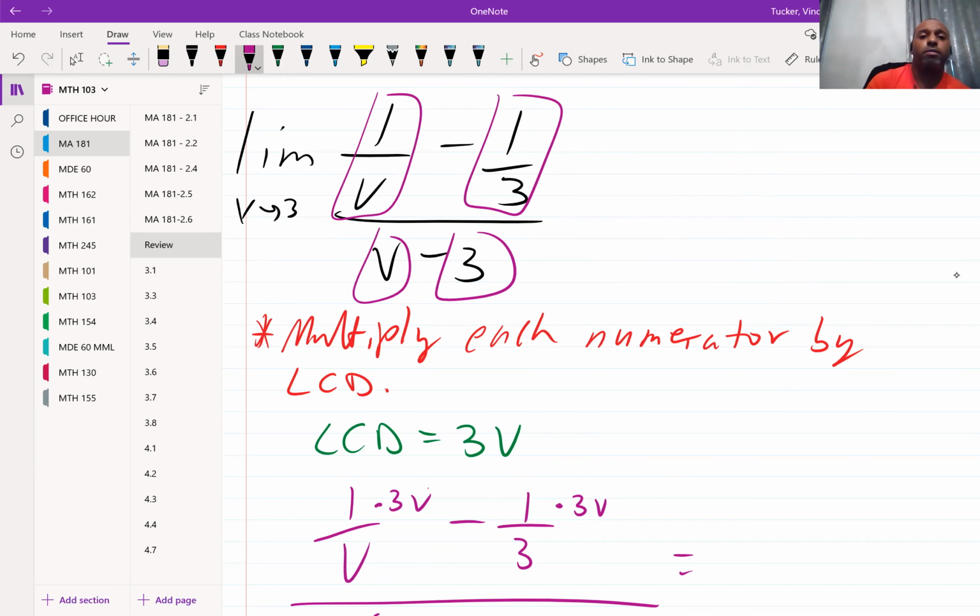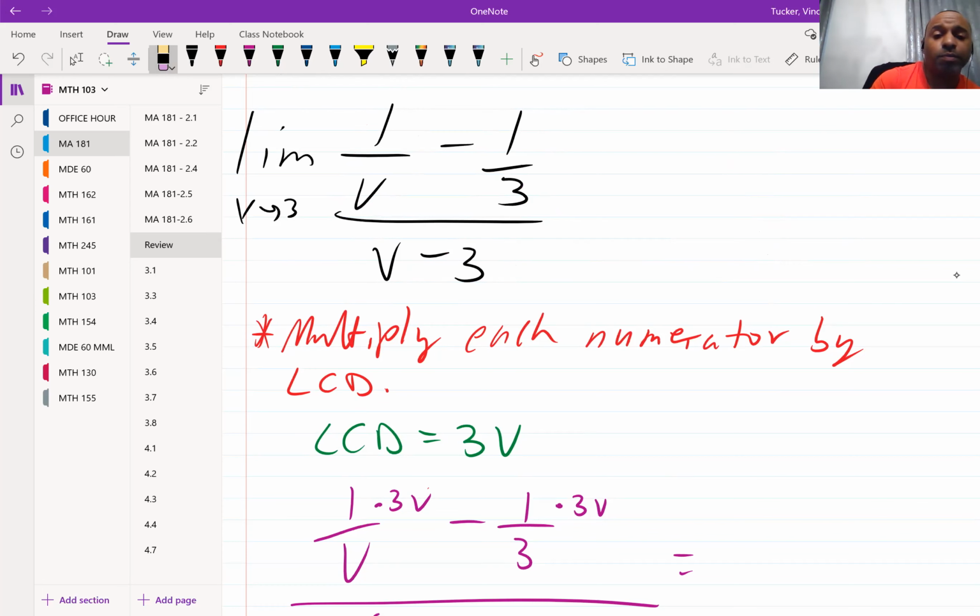Out of those 4 terms, there are only 2 denominators. You know what I'm saying? If you were to look at those terms individually, you look at those 2 denominators and ask yourself, what's the LCD between those 2? We got v and we got 3. There's nothing in common with a v or a 3, so we just multiply those 2 together.